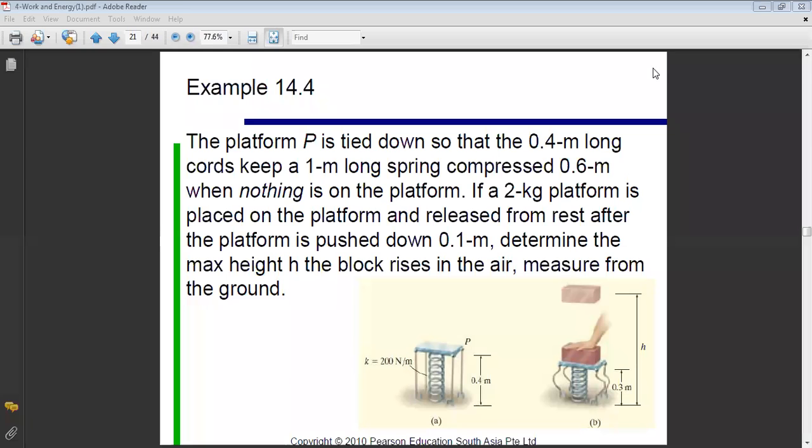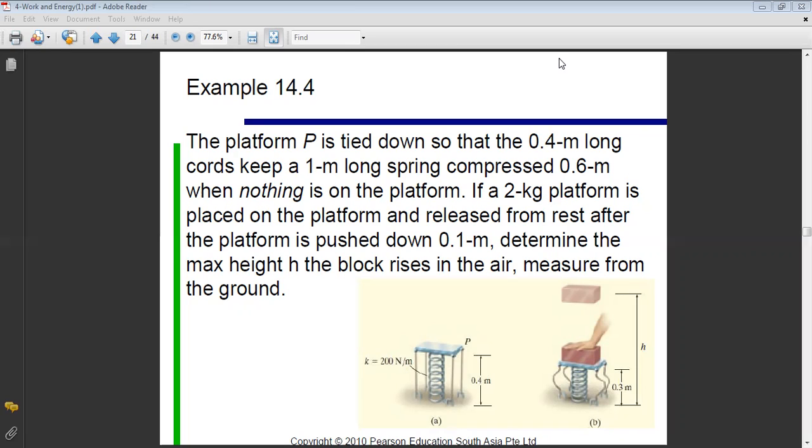So let us do another example. The plate P is tied down so that the 0.4-meter long cords keep a 1-meter long spring compressed 0.6 meters when nothing is on the plate. If a 2 kilogram box is placed on the plate and released from rest, after the plate is pushed down 0.1 meter, determine the maximum height h the block will rise in the air measured from the ground.